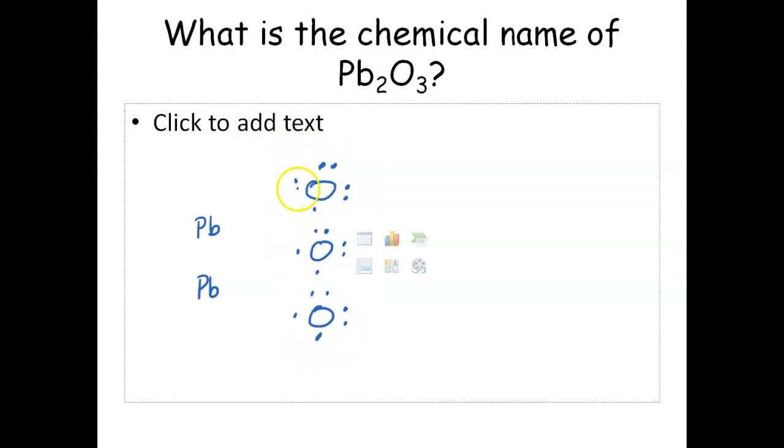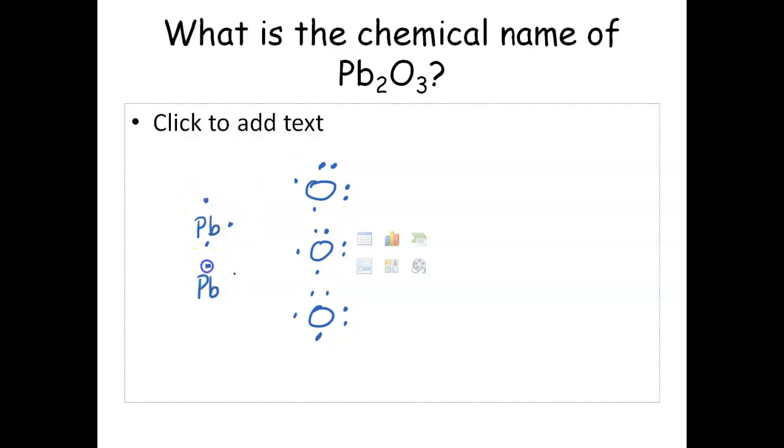This oxygen needs 2 more valence electrons, so that's 2. This one needs 2 more valence electrons, so now 2 plus 2 equals 4. This oxygen needs another 2. So in total, all three of these oxygens need a total of 6 electrons. It is 2 leads that can provide 6 electrons. So if you have 2 leads, how many electrons do those leads have so that they can provide 6 electrons total? And the answer is 3.